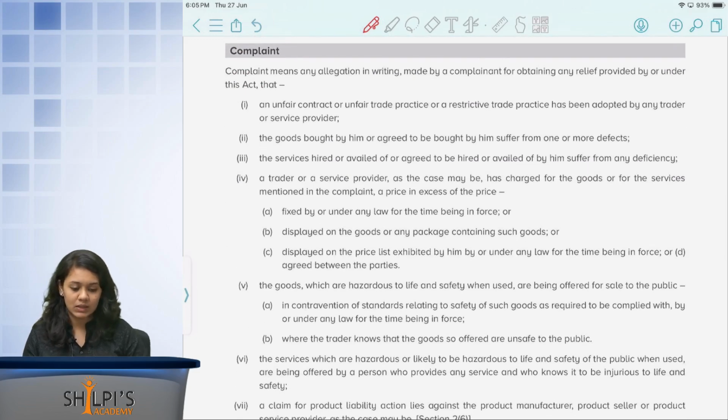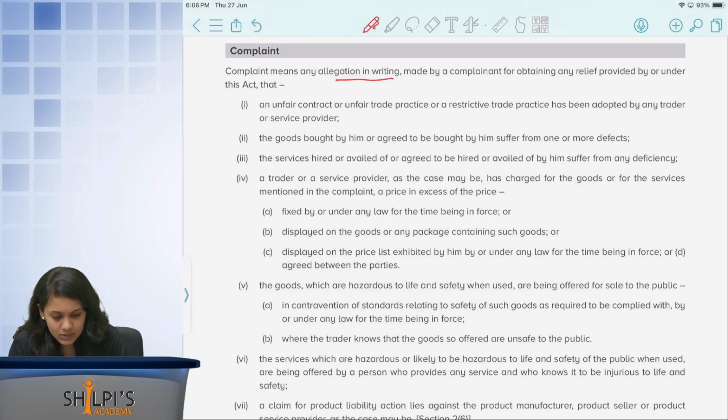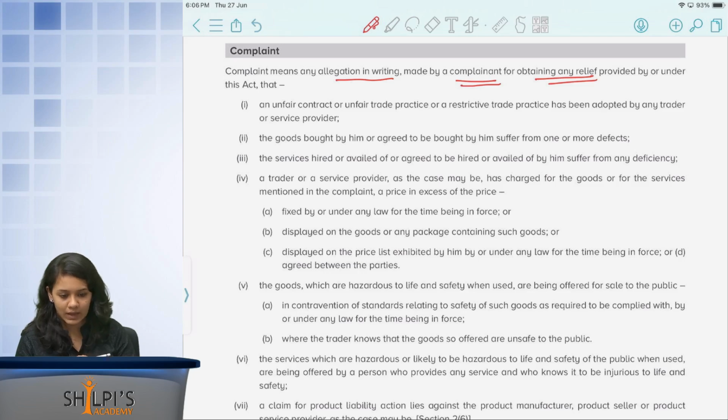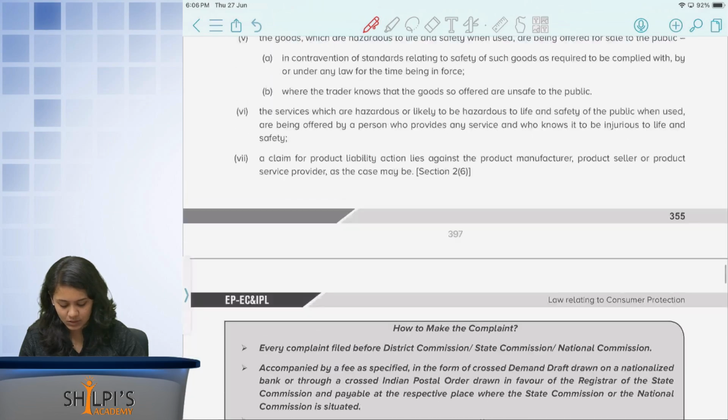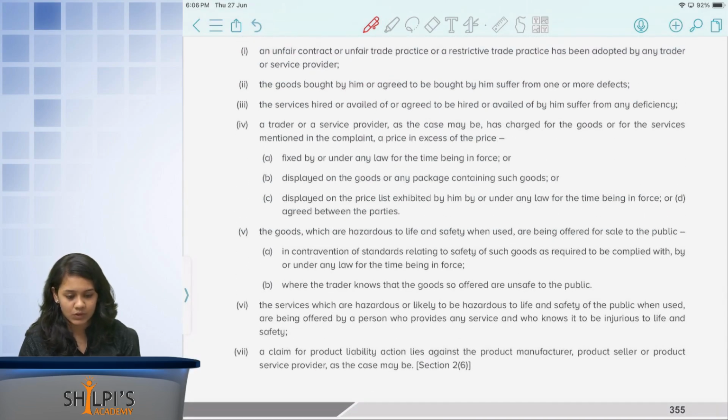Now we're coming to what exactly is a complaint. Mark this as very, very important. I want you to break down this entire definition of complaint and study it. What is a complaint? It has to be some form of allegation in writing. Complaint itself means that you are alleging something against someone. Who is making the complaint? The complainant is making this complaint for obtaining any reliefs provided under this Act. And then they've mentioned almost 7 points under this particular definition as to why you can approach the consumer councils.